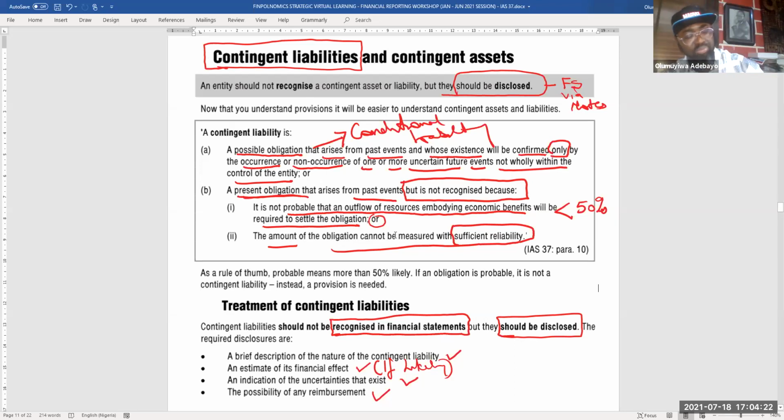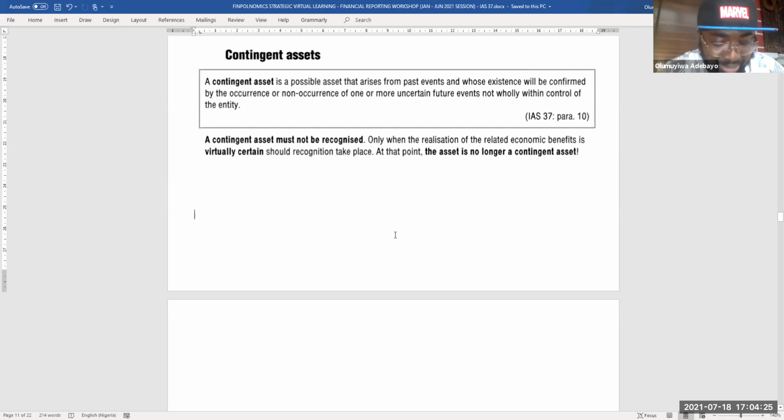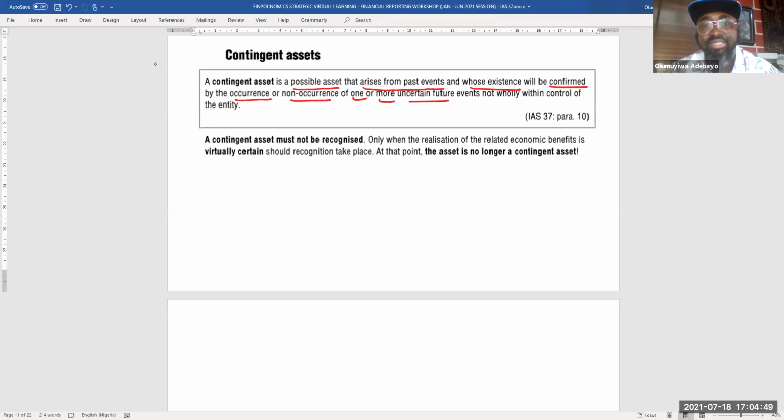Okay, contingent asset is the opposite. As a contingent liability is a possible liability or obligation, a contingent asset is a possible asset that arose from a past event and whose existence will only be confirmed by the occurrence or non-occurrence of one or more uncertain future events not wholly within the control of the entity. What makes it contingent is because it is conditional upon things you have no control over. And those things have a higher degree of uncertainty.